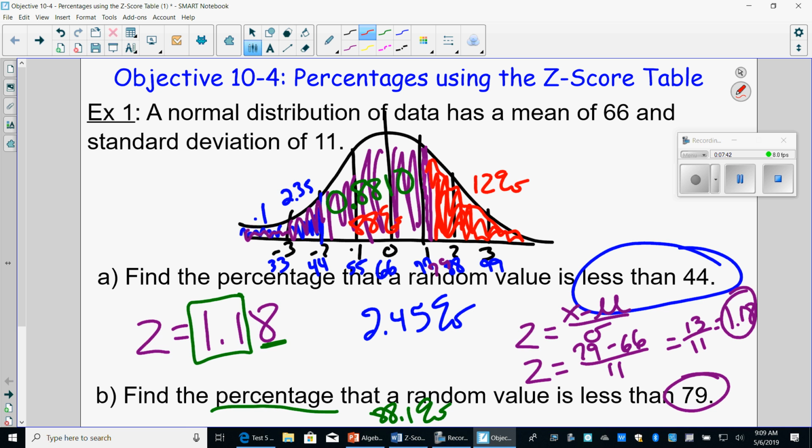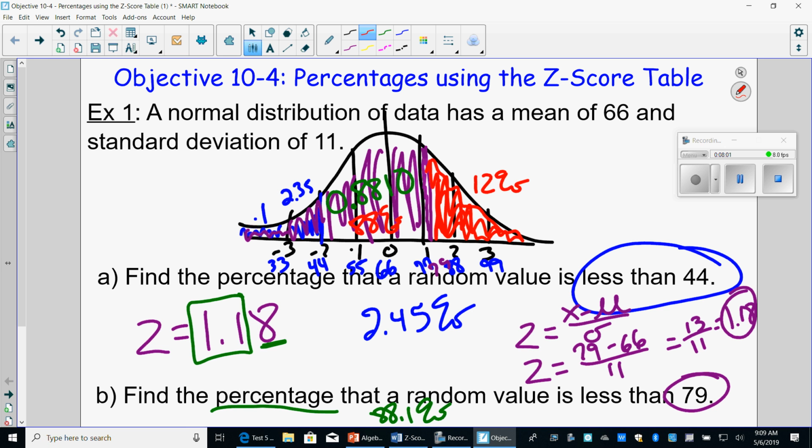So if I ask for the percentage less than, repeat after me. The table gives you less than. The table gives you less than.